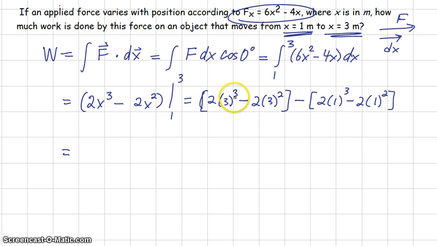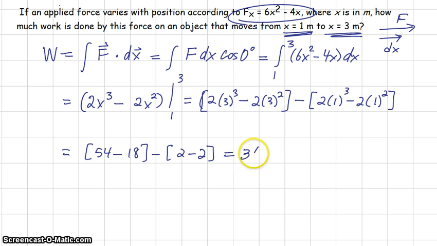2 times 3 cubed is 27, times 2 is 54. So that's 54 minus 2 times 3 squared is 9, times 2 is 18. And then the next one, we have 2 times 1 cubed is 2, minus 2 times 1 squared is also 2. 2 minus 2 is 0, so I'm going to ignore that part. 54 minus 18 is 54 minus 10 is 44, minus another 8. 44 minus 8 is 36. So this is 36 Newton meters, which is also 36 joules.